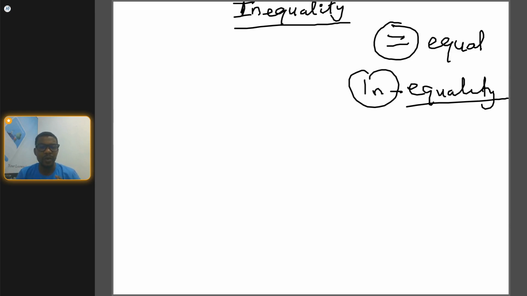All right. Now, when we talk about inequality, we are talking about some signs that are different from the equal sign. And what are those signs? Because you have to understand the sign before you can solve questions on inequality. So that will take us to the first outline, which is the inequality sign.